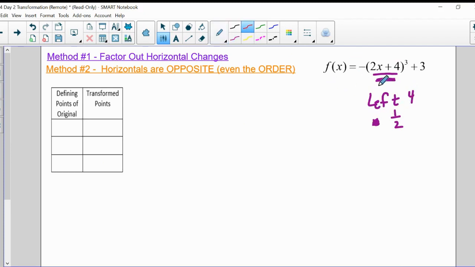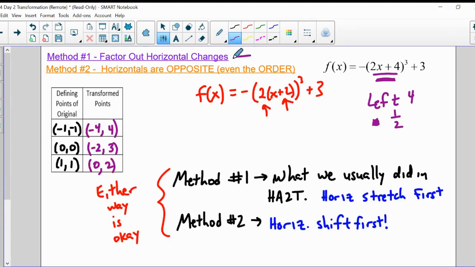Okay. The other thing is last year when we were doing phase shifting and we were doing horizontal stretching, or period stretching, what we would end up doing was we would factor out this 2. So we can do this in two different ways. So we can say f of x equals negative, and then we have 2 times x plus 2 cubed plus 3. You can do the factoring out of the horizontal changes like we did last year. In that case, you would treat horizontal stretches first, or in trig functions, it was period changes. And then you would do the shifting after that.